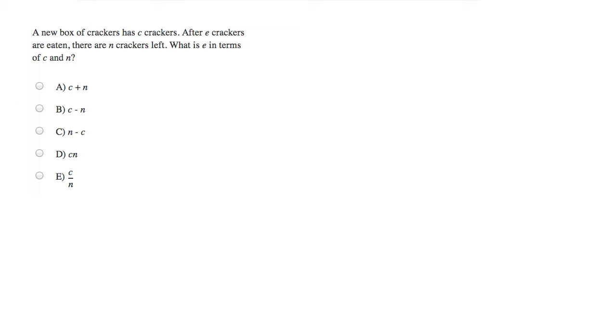This is the real Tom Rose, and we're trying to solve an algebraic translations problem. Notice that the answer choices have variables in them. So there are two methods you want to consider: plugging in numbers and algebra. This question is begging to be solved with plugging in numbers.